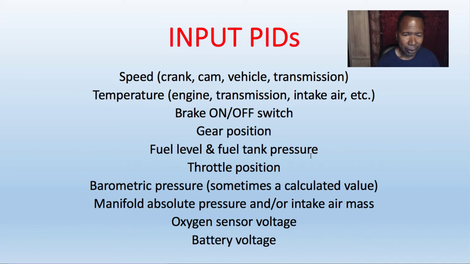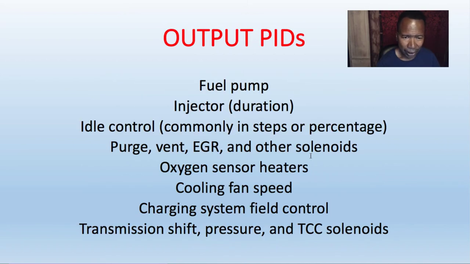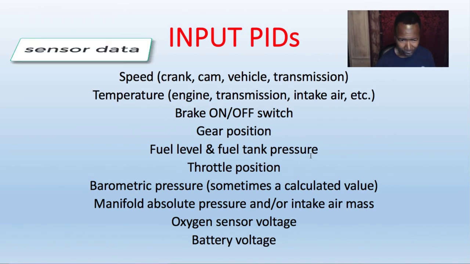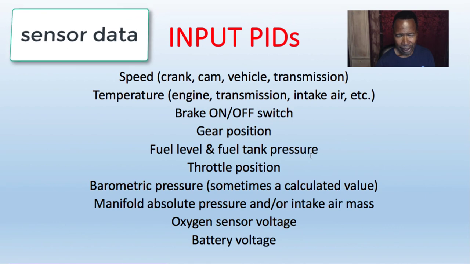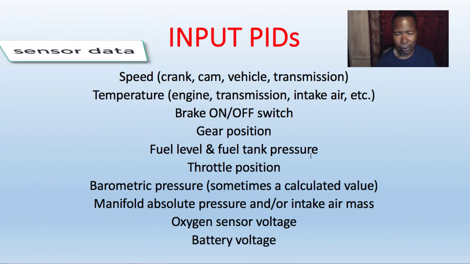Input PIDs would be speed, temperature, brakes, gear, fuel level, fuel tank pressure, throttle position, barometric pressure, MAP, O2 sensor reading, and battery voltage. All these are inputs to the PCM to help control the air-fuel mixture and drivability. The outputs would be fuel pumps. Outputs are considered actuators. When you see a sensor like this one, they're inputs. They tell the computer what's going on in the physical world.